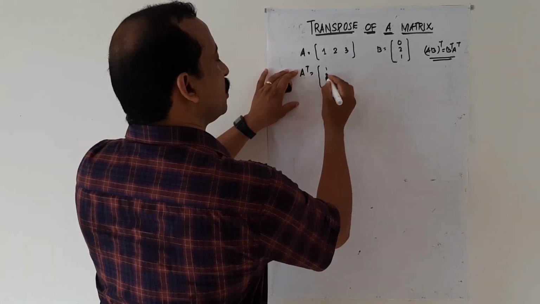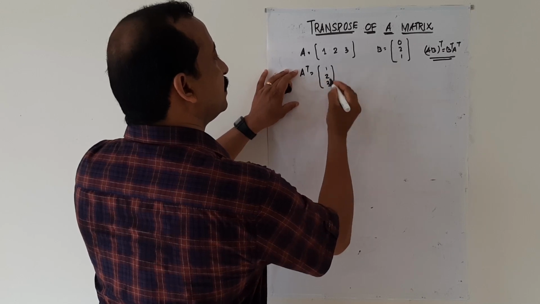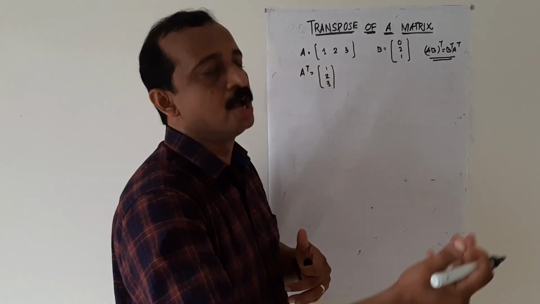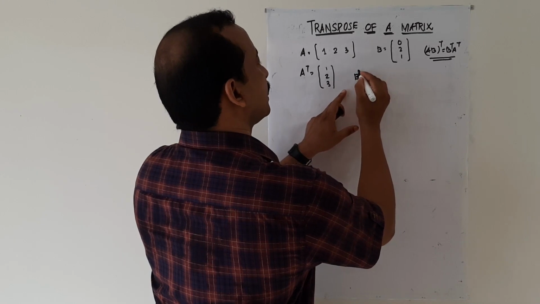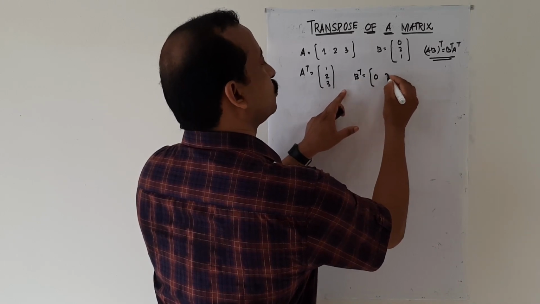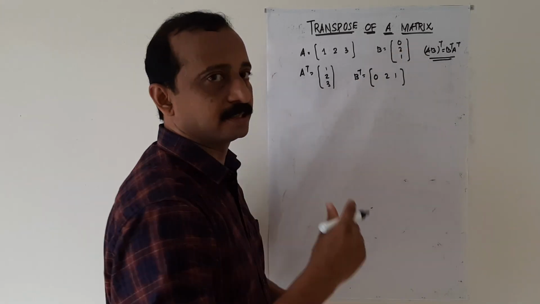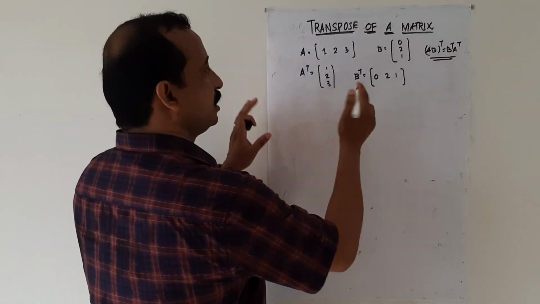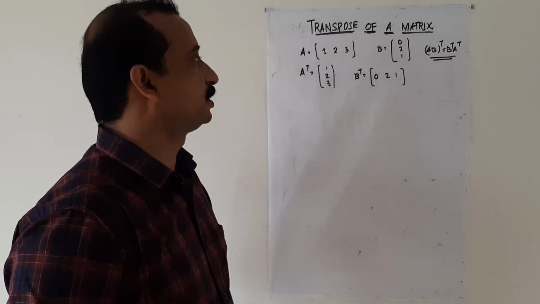A transpose is the column matrix 1, 2, 3, because the given matrix is a row matrix and its transpose is a column matrix. Now B transpose is equal to the row matrix 0, 2, 1, because the given matrix is a column matrix and its transpose is a row matrix. Okay, we have A, B, A transpose and B transpose.